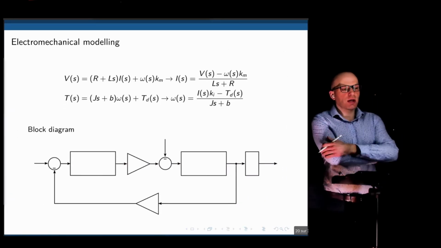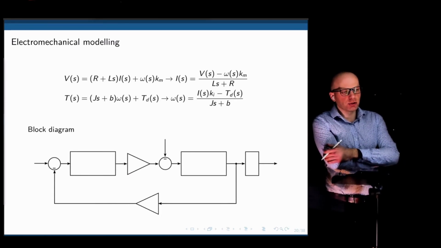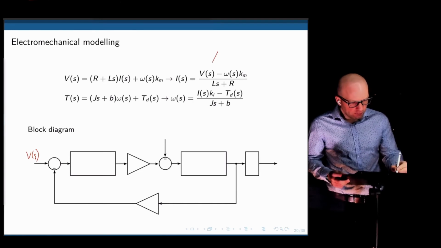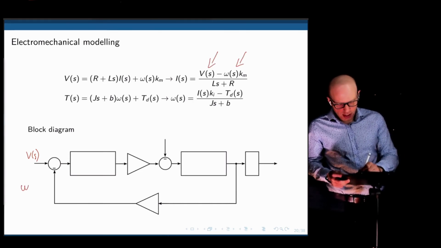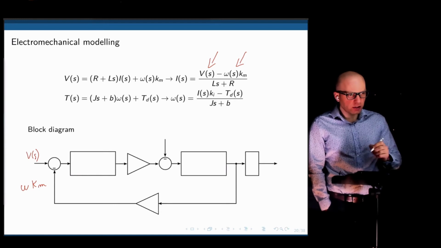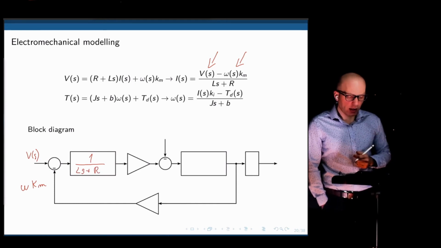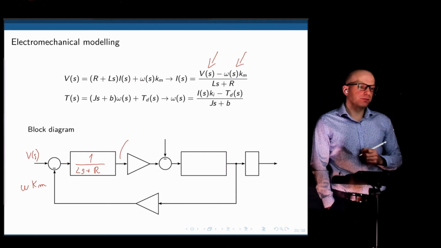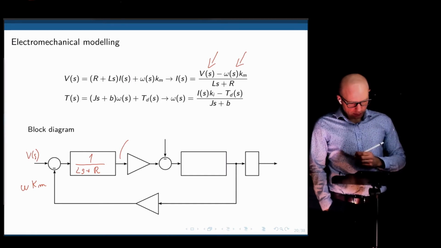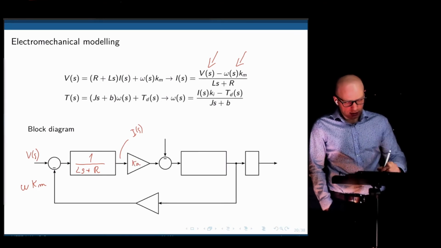If you take all these equations together and rewrite our transfer functions, we can create a block diagram for the motor. Let's start this block diagram where the input is. The input is V(s), the input voltage. If you take V(s) and subtract omega times Km, the speed constant, what is left? We have the top of that equation. If you divide that equation, or multiply that by 1 over Ls plus R, what is the output here? I(s), exactly. So this is I(s). If you now multiply I(s) by the torque constant, we get the torque.